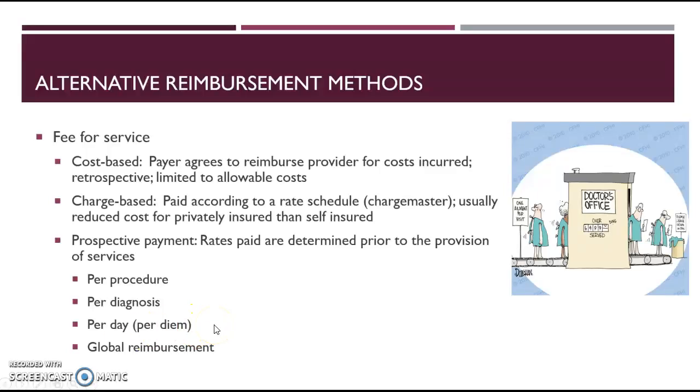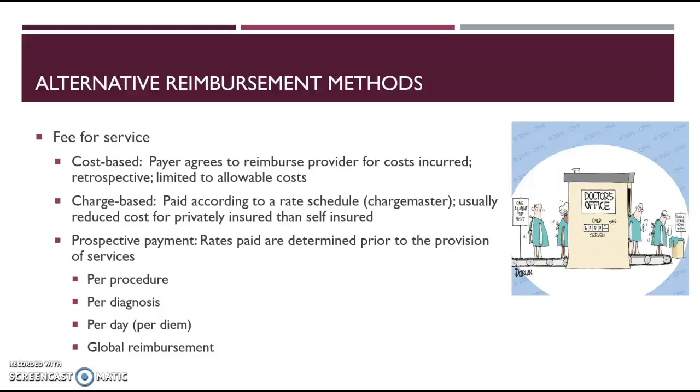Per day or per diem reimbursement methods are those methods in which some insurers reimburse the institutional providers, such as hospitals or nursing homes, etc., on a per day or per diem basis. The provider is paid a fixed amount for each day that the service is provided. Sometimes these rates are stratified, which means different rates are applied to different services.